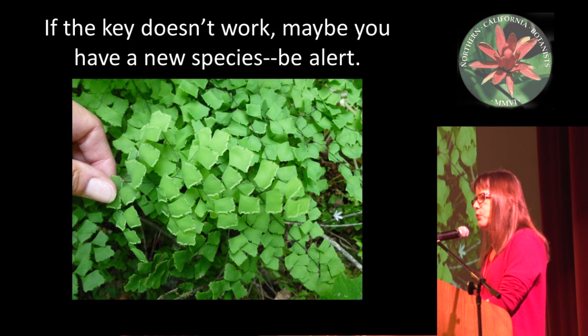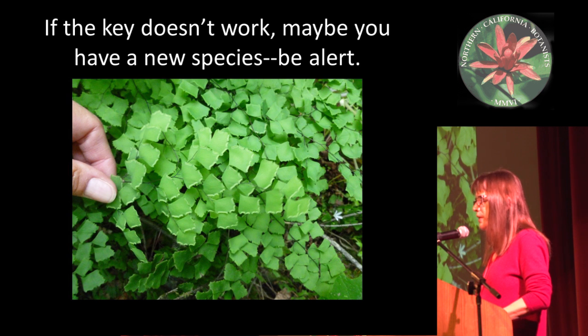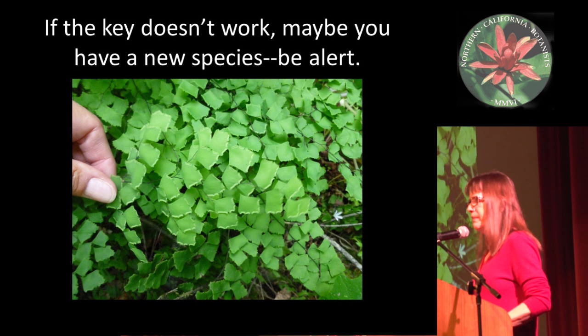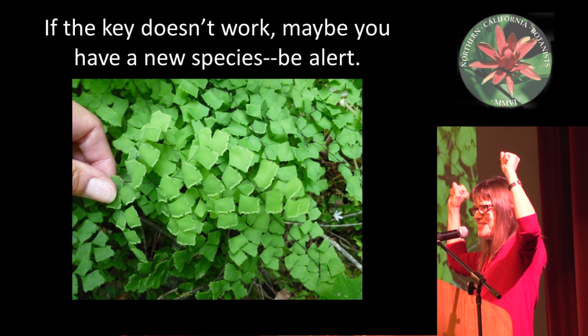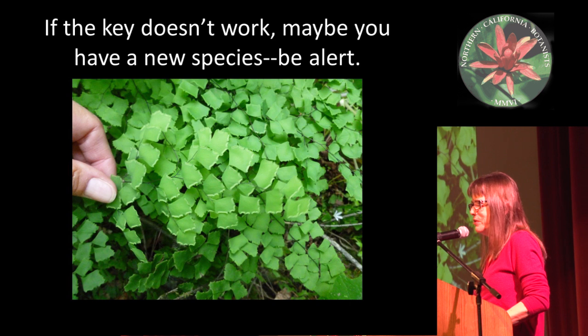Okay. This requires a little paradigm shift. If the key doesn't work, it probably is wrong. So I have spent the last 25 years keying out this maidenhair fern. Half the time I would key it to Jordanii, half the time I would key it to Capillus-veneris. Never really was very satisfied with the key. I just thought I was bad at it. Turns out it's Adiantum shastense. Yay. So don't automatically assume that you just don't know what you're doing.